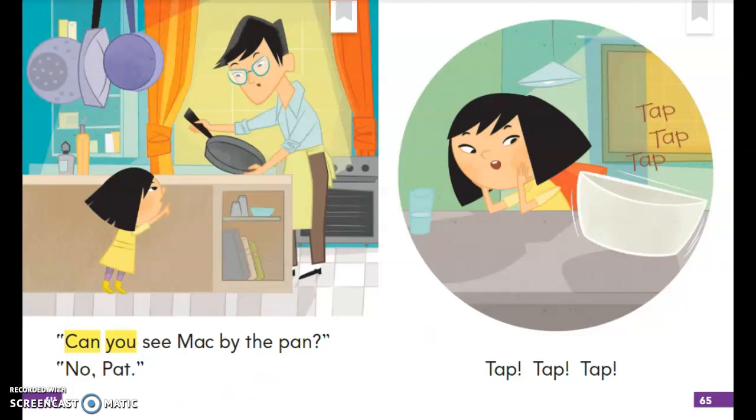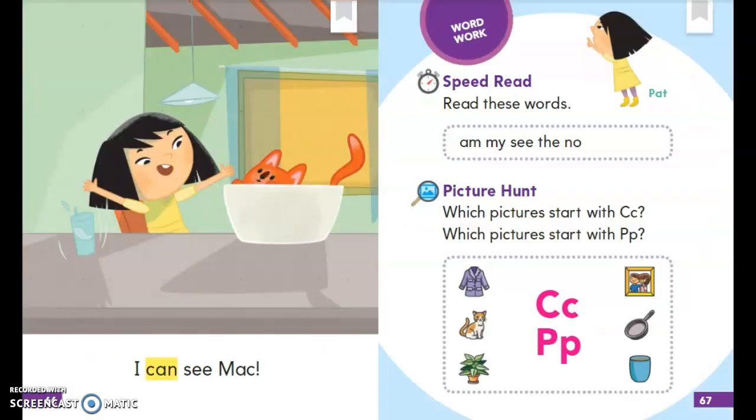Before I turn the page, I want you to think in your smart brain. What do you think is going to happen at the end of the story? Were you right? How do you know? Yes, if you look up here in the picture, you can see Mac inside the bowl. How else can we check our prediction, our guess of what we thought was going to happen at the end? We can read the words together.